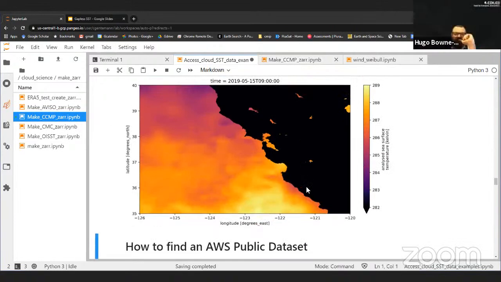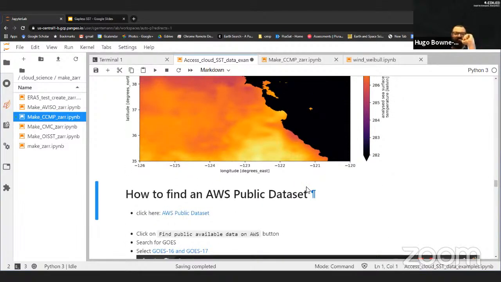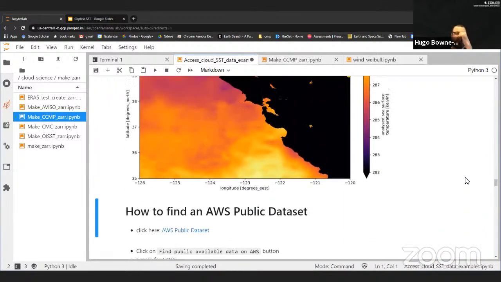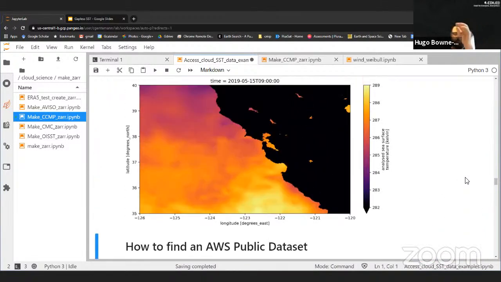That's fascinating. I'm interested in two things. I want to know how to find an AWS public data set, absolutely. But the other thing that I find fascinating, we've chatted about this before, is that it almost looks like you haven't used Dask at all. So you and I talked about this.